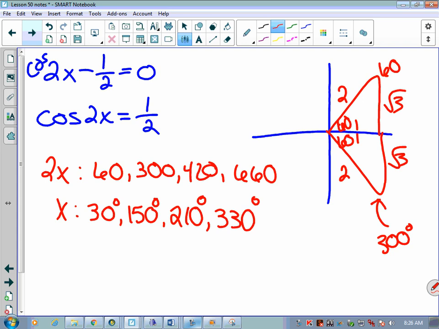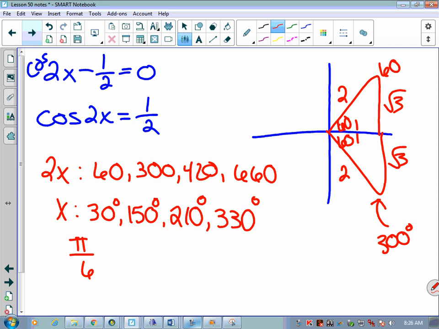We need to convert 30 degrees into radians. How do I convert degrees to radians? Multiply by pi over 180. Okay, so 30 divided by 180 comes out as 1/6. What am I going to write? I'm going to write pi over 6.